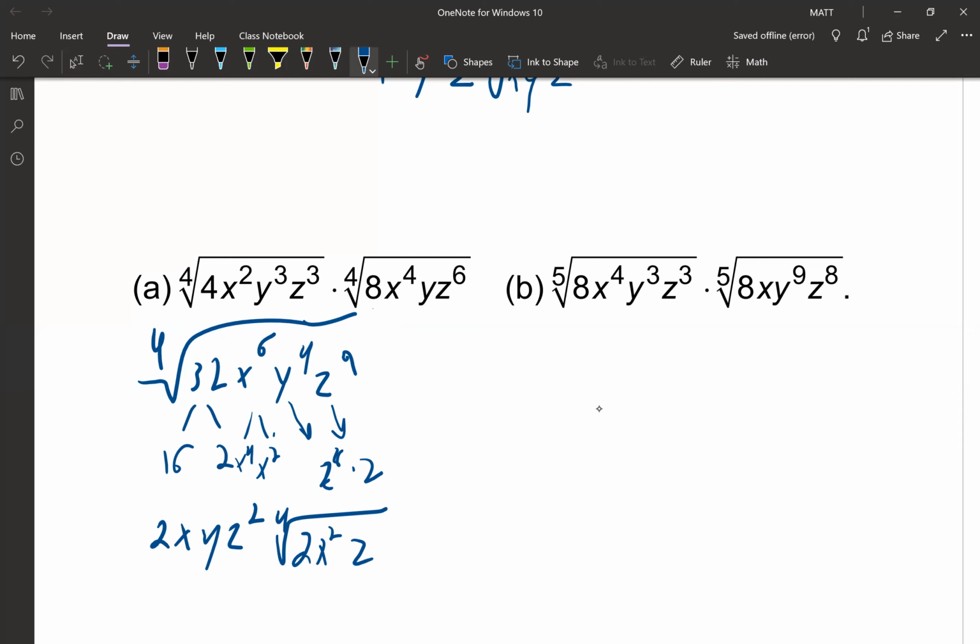Okay, let's do the same thing for b here. So this one, we're taking the fifth root, right? So we have 8 times 8, which is 64. So this is the fifth root of 64. The x's combined, we get x to the fifth. Y's combined, y to the 12th. And then the z's combined together, and we get z to the 11th.